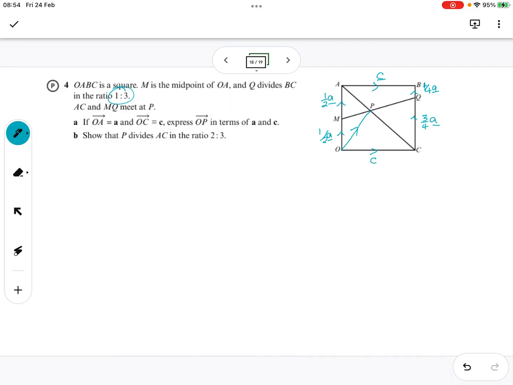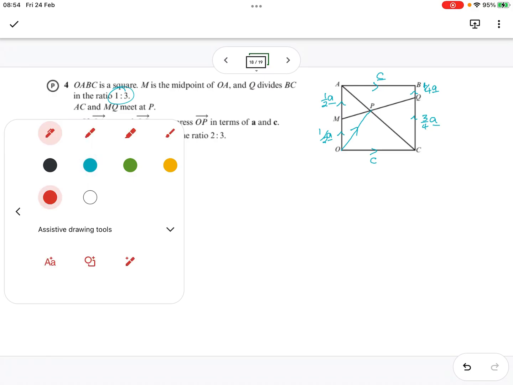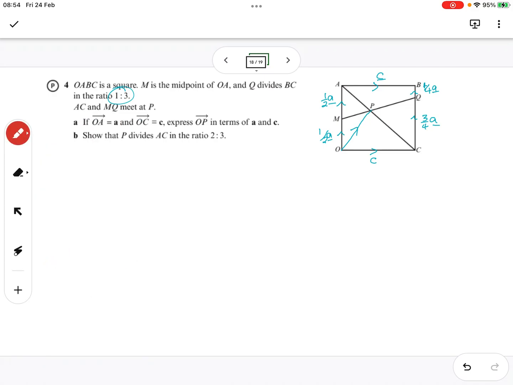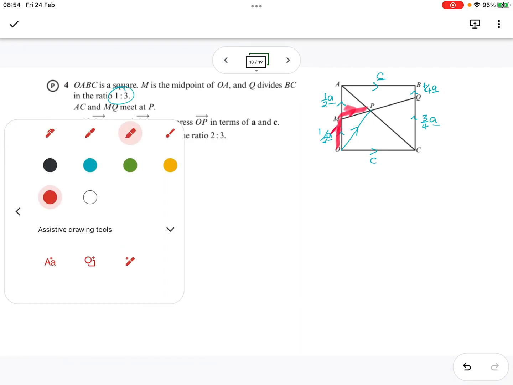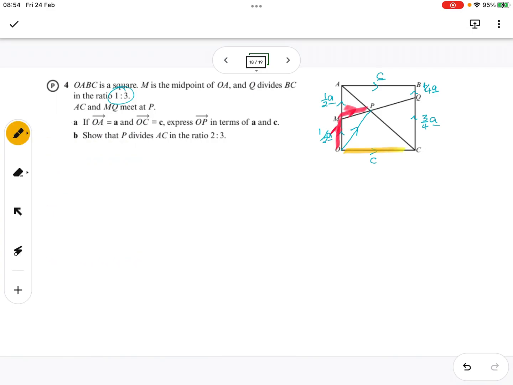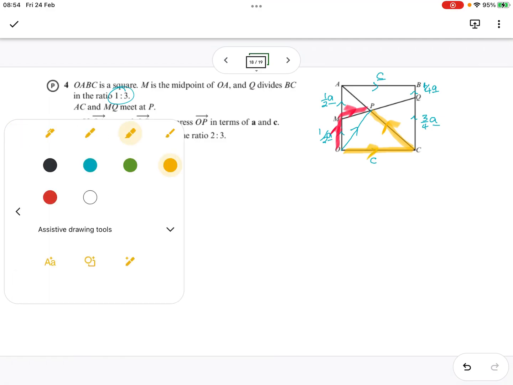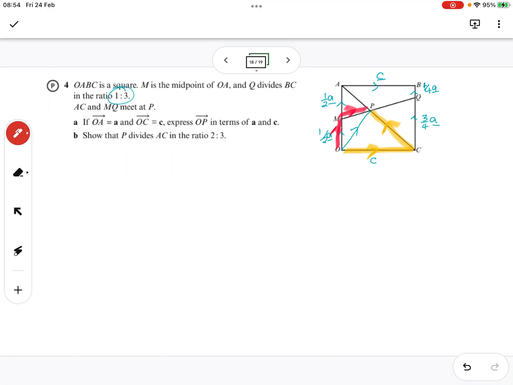Right then, so we want to express OP in terms of A and C. So we're going to get to P by going up here and along here. So we're going to go up and across. And the other way we're going to do it is we're going to go along here and up here. Okay, so previously I hadn't done it in two goes. Right, let's see.